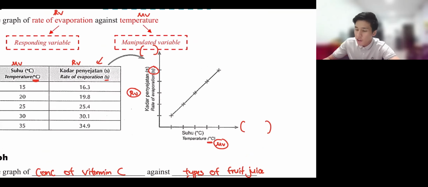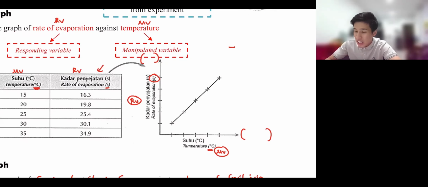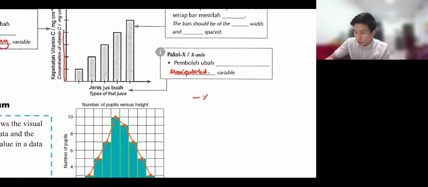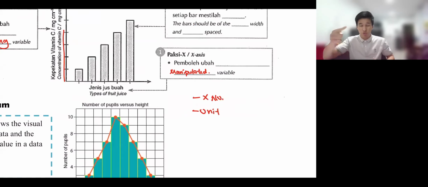Now, very simple. Whenever your MV is quantitative, meaning something that you can count, that you can quantify, that has a unit, then it will be a line graph. So quantitative means you can use a number to quantify it, you can measure it with units, like temperature. Understand? But for this one, it's the opposite. Look at here, type of fruit juice: there's no number. Fruit juice is what? Apple, orange, pear. There's no 1, 2, 3, 4, and there's no unit for it, right?